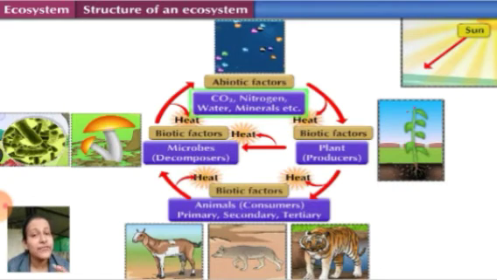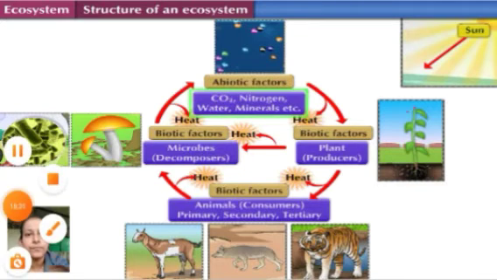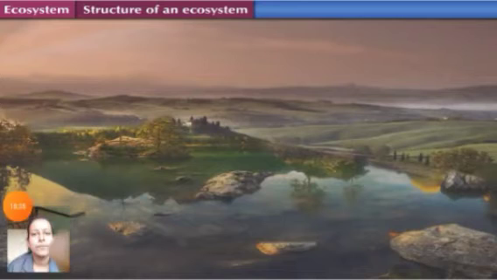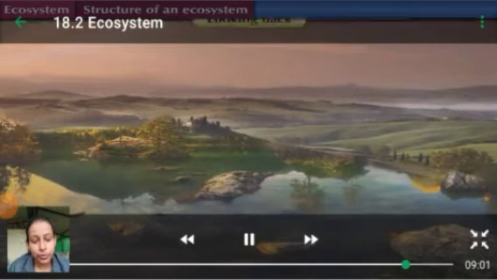Now that we have learned so much about the ecosystem, the components of the ecosystem, and how the interaction is going on in the ecosystem, do you know who coined the term ecosystem? So let's peek into the history to find out who coined the term ecosystem.